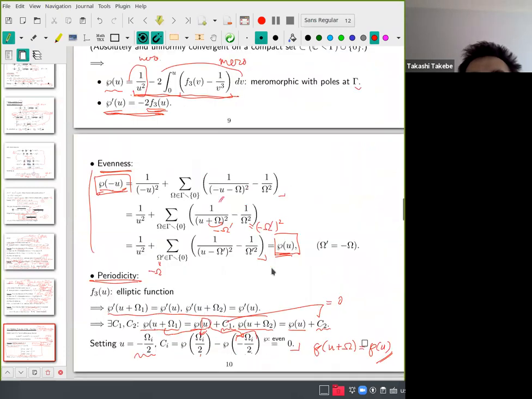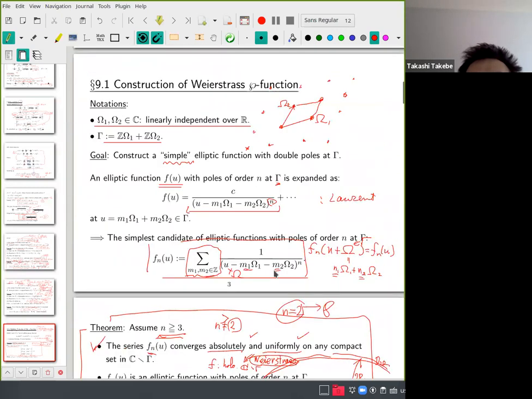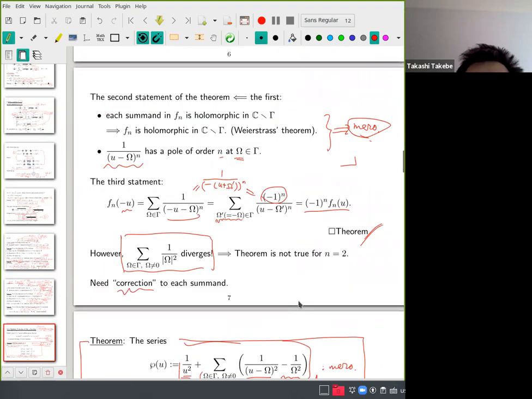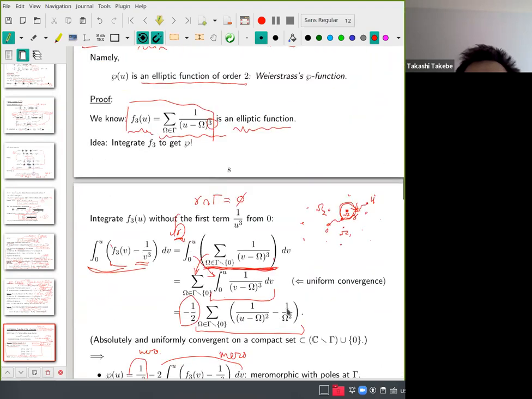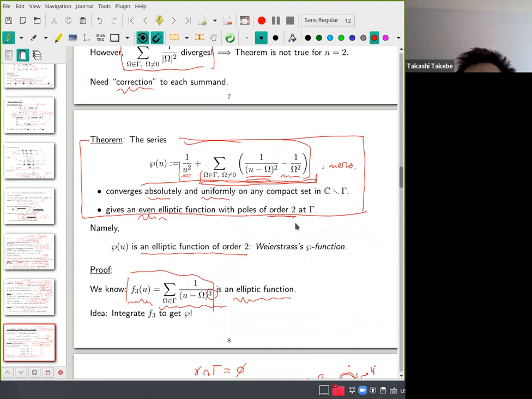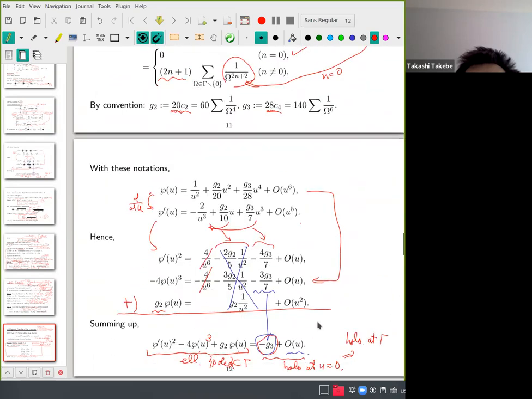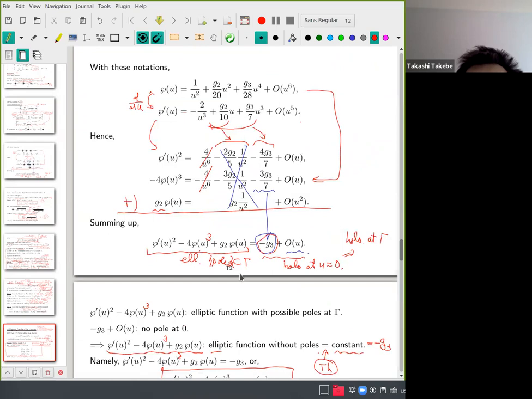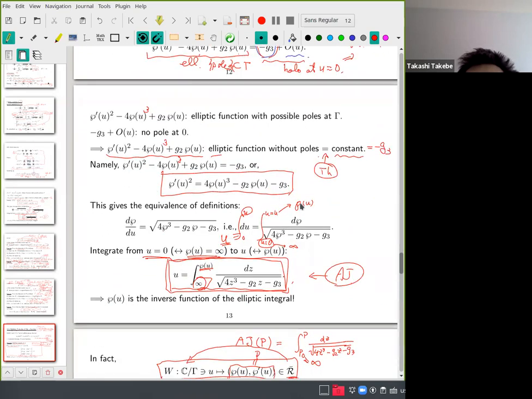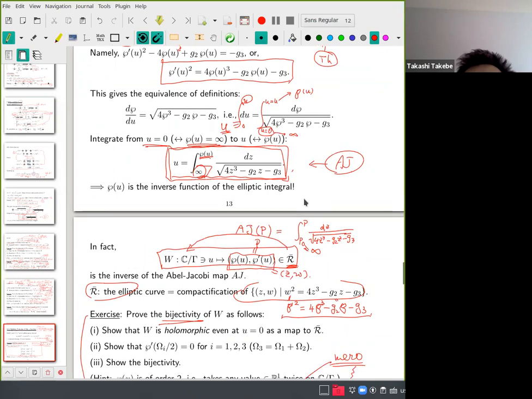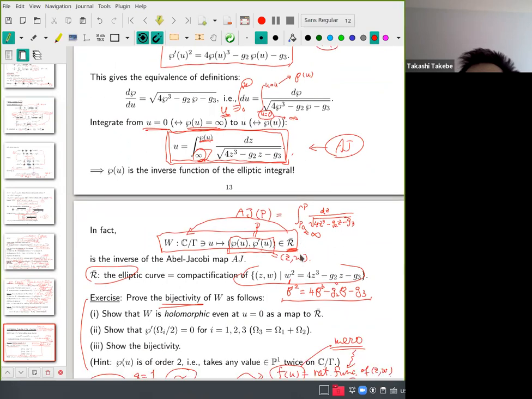So what we did today is the construction of the P function, which is an even function of order 2 and satisfies this fundamental differential equation, which gives an inverse map of the Abel-Jacobi map. Okay, any questions?